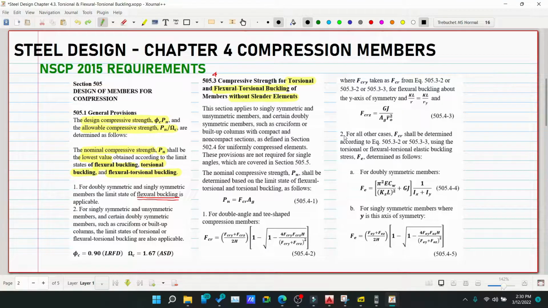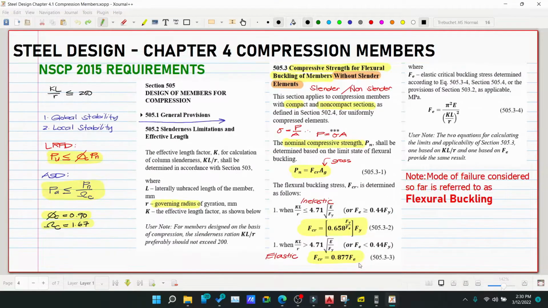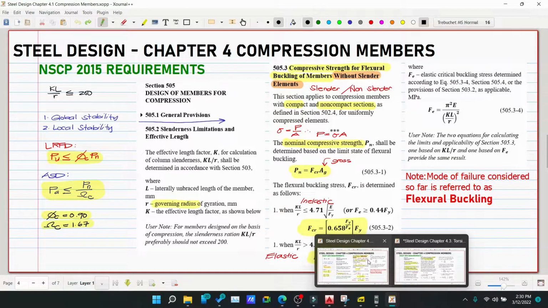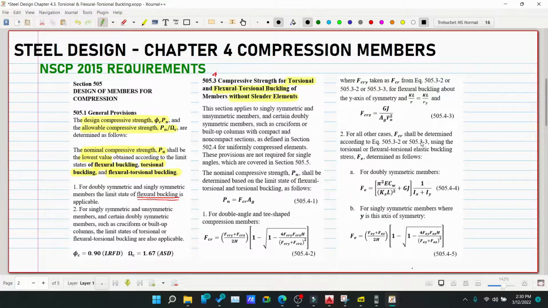Okay? Then, number 2, for all other cases, okay, ibig sabihin, maliban sa double angle and T-shape, for example, channel, mga ganyan. So, yung ating Fcr dito shall be determined according to equation 505.3-2 or 505.3-3. Pero, take note lang natin na using the torsional or flexural-torsional elastic buckling stress, ito yung gagamitin natin na Fe.